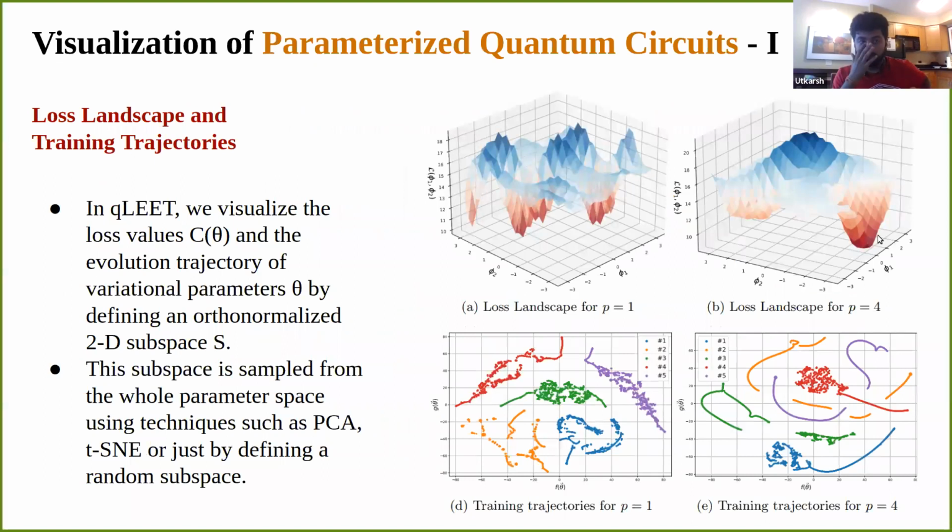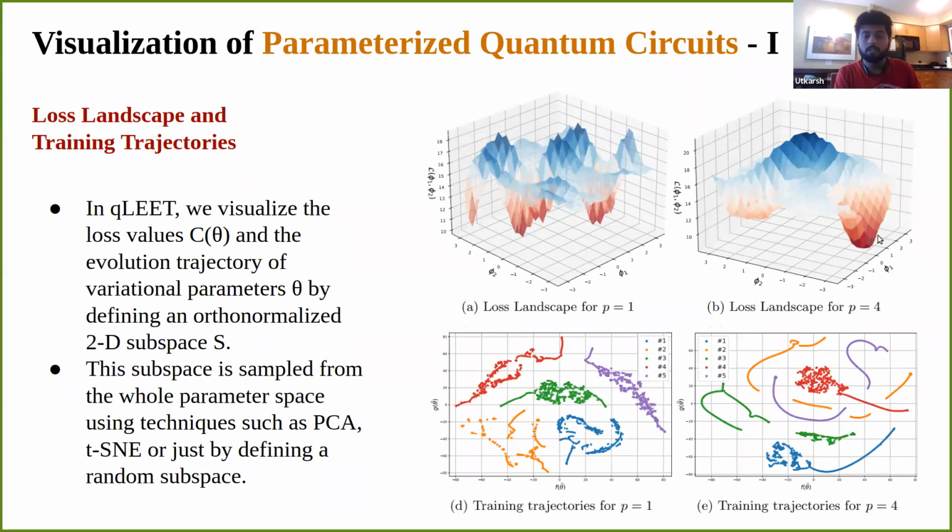So the first thing that qLEET allows you to do is to have a look at the loss landscape and training trajectories. For this purpose, we visualize the loss values or the evolution trajectories by defining some orthonormalized 2D subspaces. These 2D subspaces are sampled from the whole parameter space, and this sampling is done using standard techniques like PCA, t-SNE, or you can just define two random vectors, which will define orthonormal vectors, and that will define your random subspace.